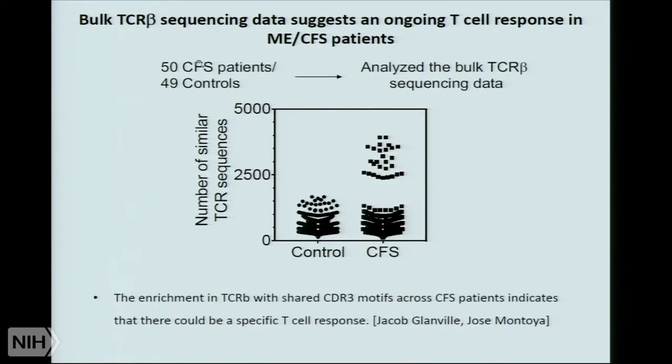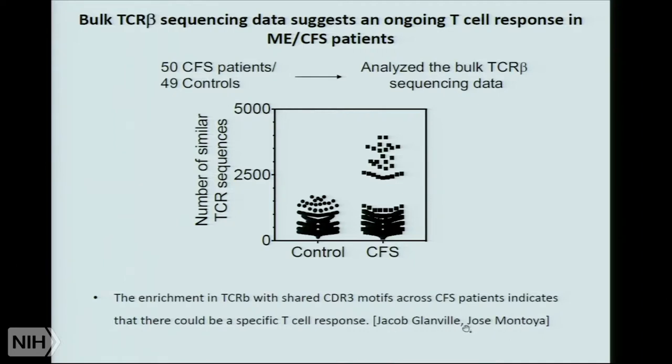So this is where the accidental hallway conversation between my graduate student, Jacob Glanville, and Dr. Montoya, who you just heard from. And Dr. Montoya had a lot of T-cell receptor sequences from both patients and controls that he was looking for someone to tell him something about, because it's not really obvious a lot of times what you can do with a whole bunch of T-cell receptor sequences, especially just from one half of the receptor, the beta chain.